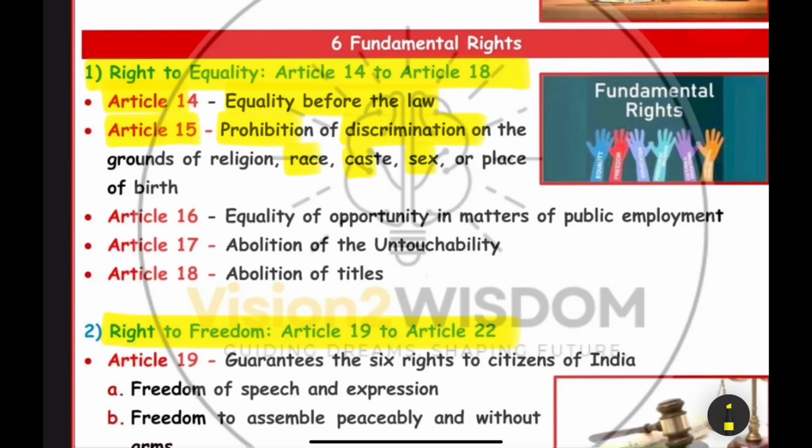Religion, race, caste, sex, and place of birth. So these are the 5 grounds on which the state cannot discriminate against any people. So this is Article 15.